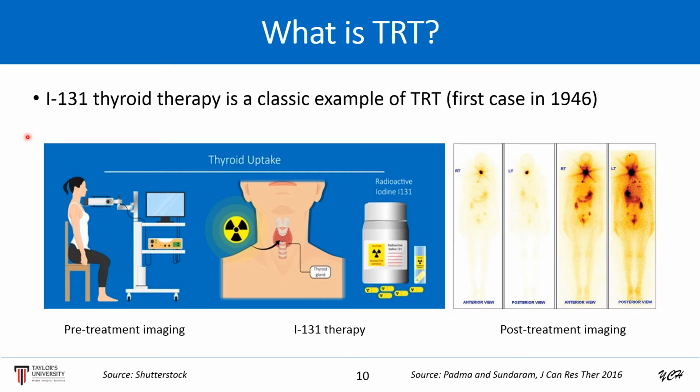A very classical example is iodine-131 thyroid therapy, which we have been practicing for many decades, and the first case was introduced in 1946. For example, in the iodine-131 treatment, before the treatment, we will do a pre-treatment imaging, which can use the same radionuclide, iodine-131, to quantify the thyroid uptake. Then we prescribe the high-dose iodine-131 to the patients, and iodine-131 will be taken up by the thyroid gland primarily, without significant uptake in other organs. And after the treatment, we can do a post-treatment imaging to monitor the biodistribution of the iodine-131 in the whole body and to determine the treatment efficacy.